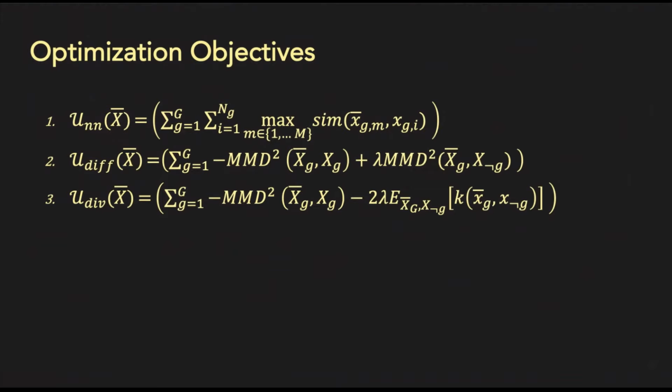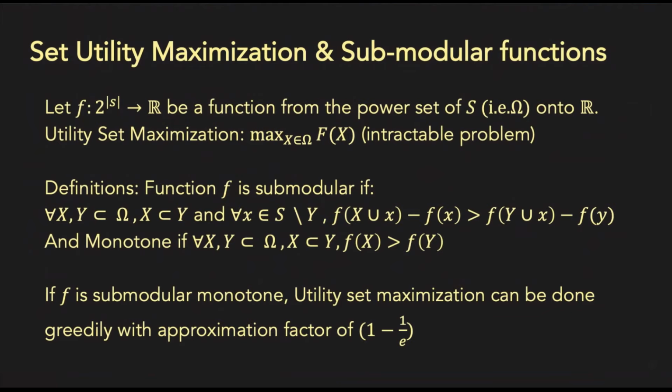So ultimately, we have three optimization objectives: UNN, UDIF, and UDIV. And with that, we go into optimization. There are two different optimization methods that were introduced in the paper. First is set utility maximization.